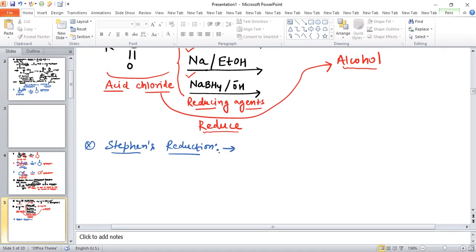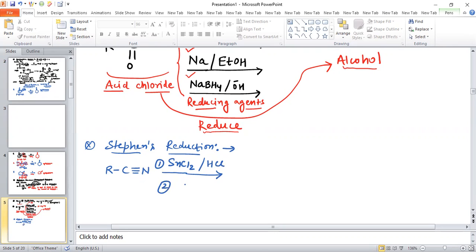So what is basically the Stephen reduction? In Stephen reduction we use RC triple bond N, and the reagent we use with RCN is basically, in the first step, SnCl2 along with HCl.